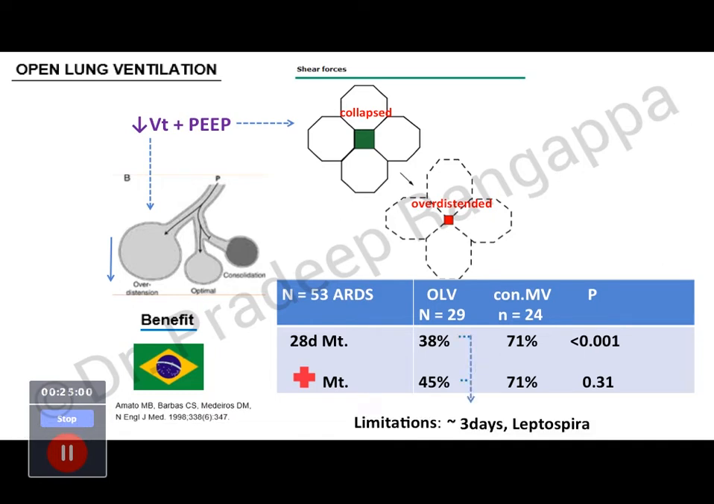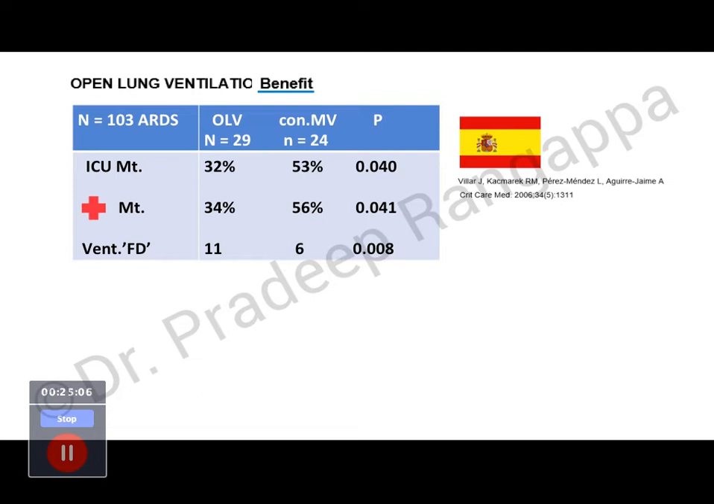The limitations of this study were that they used PEEP only for 3 days and most of these patients had leptospirosis. Okay, so if you do not believe that old study, this is a little more recent study from the Spanish group in 2006, with 103 patients with ARDS, where they did open lung ventilation in 29 and conventional in 24. As you see, ICU mortality is significantly less when you adopt this strategy of low tidal volume with PEEP. Hospital mortality was also significantly less. And ventilator-free days were also better in open lung ventilation. That was also statistically significant, which shows that although we believe in the hypothesis, it does translate into clinical outcomes. The limitation of this study was that they used very high tidal volume in the conventional arm.